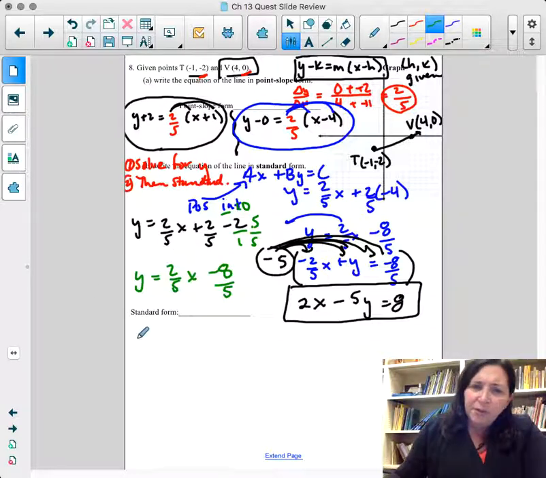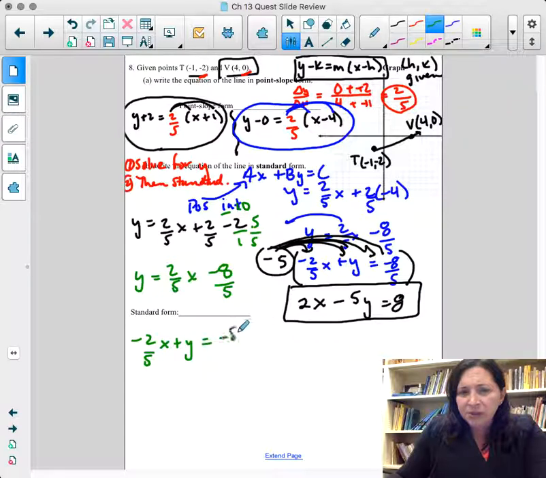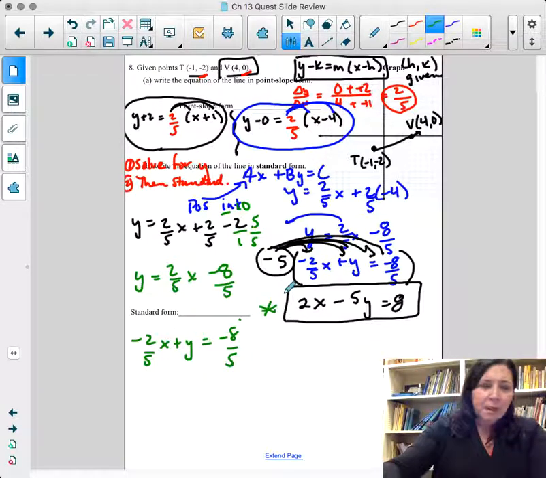Remember, move the 2/5 x over, I get -2/5 x plus y is equal to -8 over 5, and again, in order to get this term right here to be a positive integer, you are allowed to leave the 2 there. You're just not allowed to leave the denominator and the negative sign. So again, you would multiply everything by -5, and then you would get the standard form again.